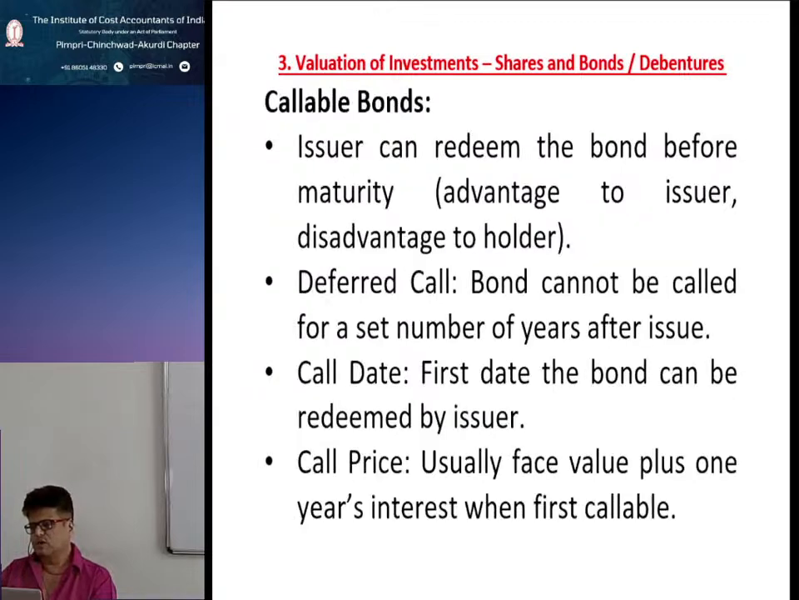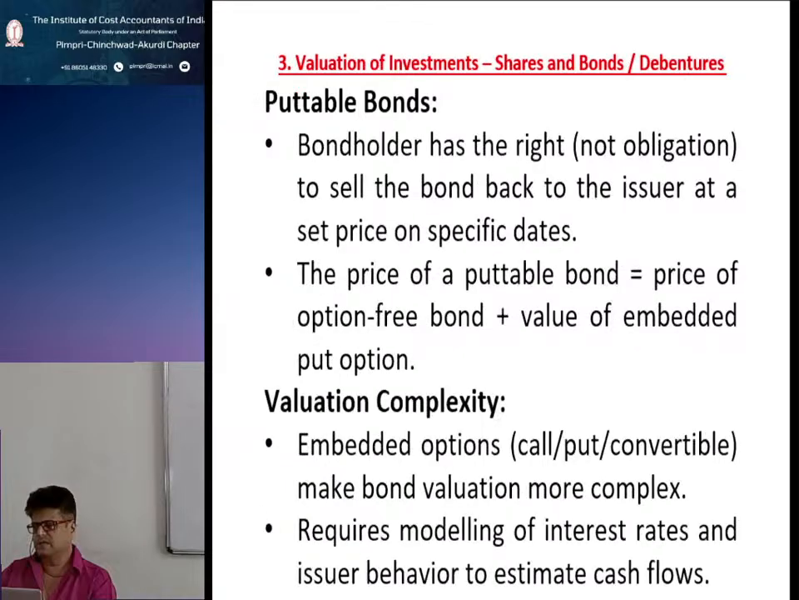Then we saw callable bonds. The issuer can redeem the bond before maturity, which is an advantage to the issuer and a disadvantage to the holder. With a deferred call, the bond cannot be called for a set number of years after issue. The call date is the first date the bond can be redeemed by the issuer, and the call price is usually face value plus one year's interest when first callable.